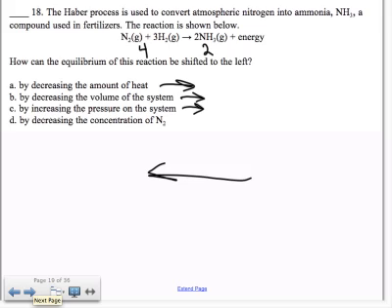If you decrease the concentration of N2, since that is on the left, that will pull the reaction to the left to make more nitrogen to make up for what you took out, so that gives you D.